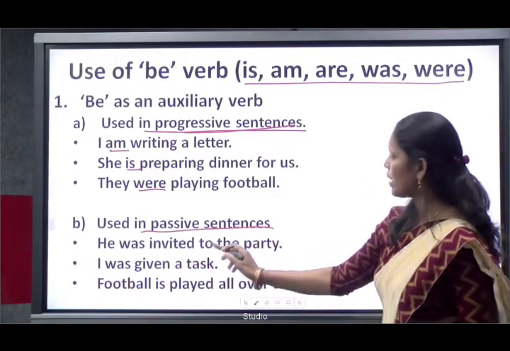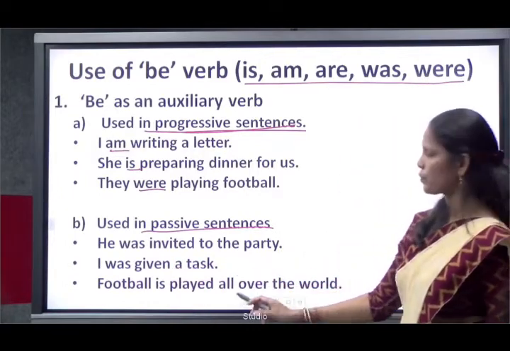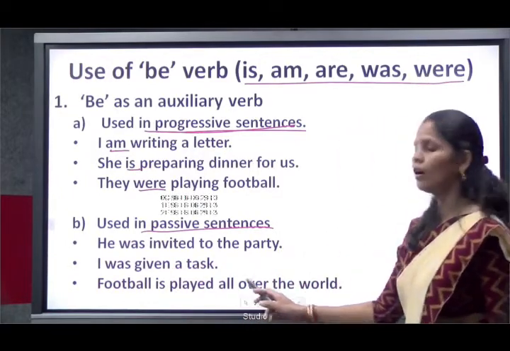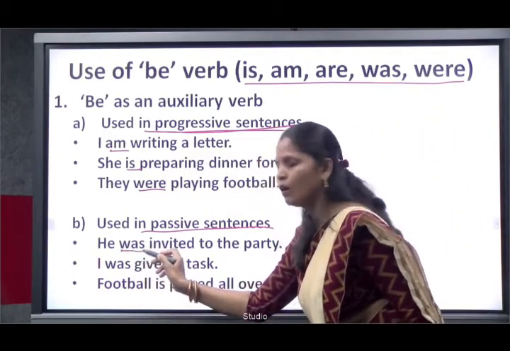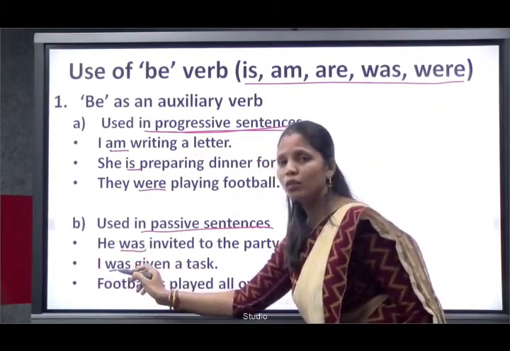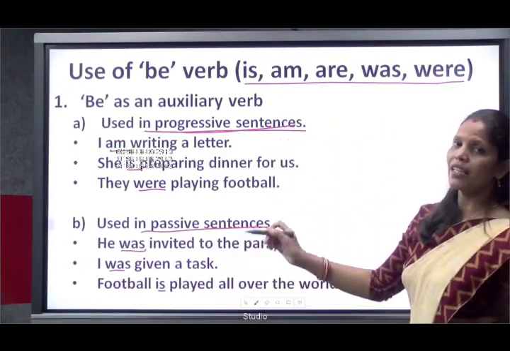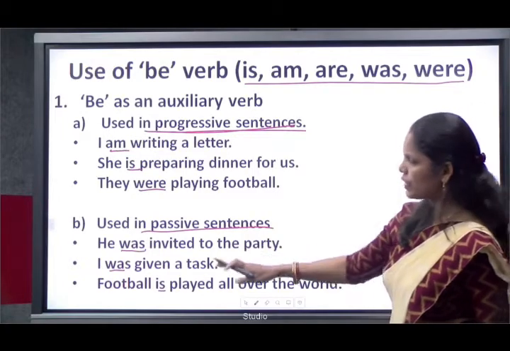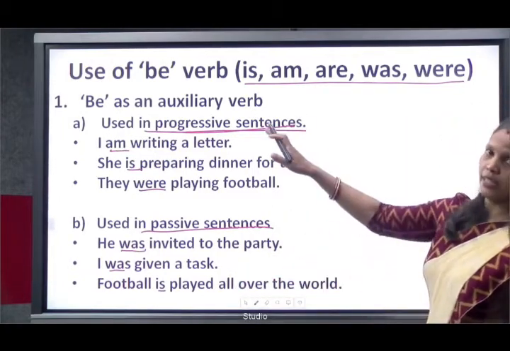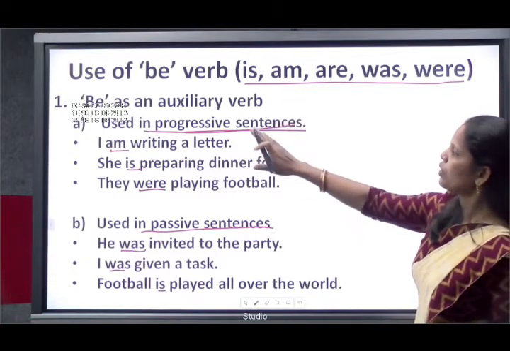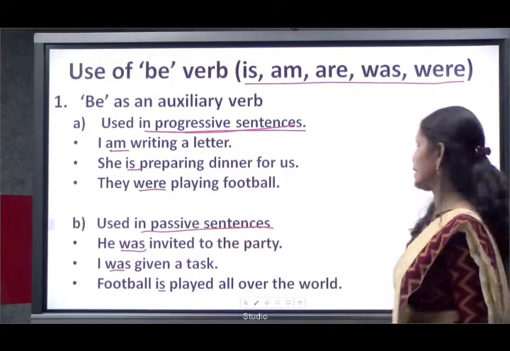He was invited to the party. I was given a task. Football is played all over the world. So here the auxiliaries are was, was, and is. These auxiliaries are used in passive sentences, where the sentences are written in passive form. So be auxiliary can be used in progressive sentences and in passive sentences.